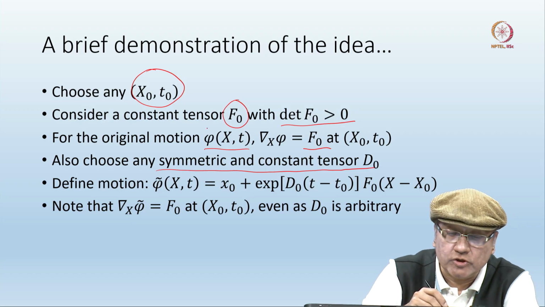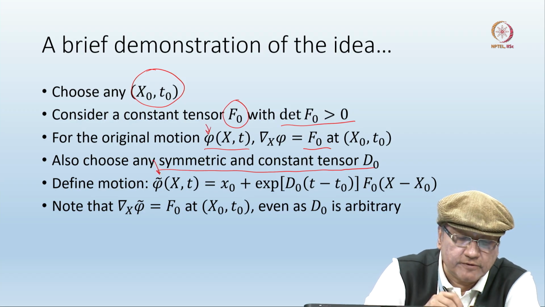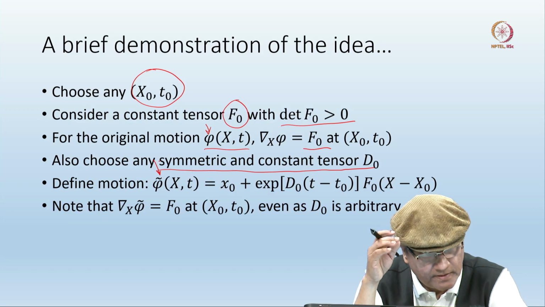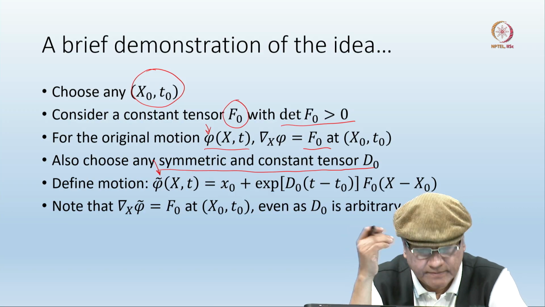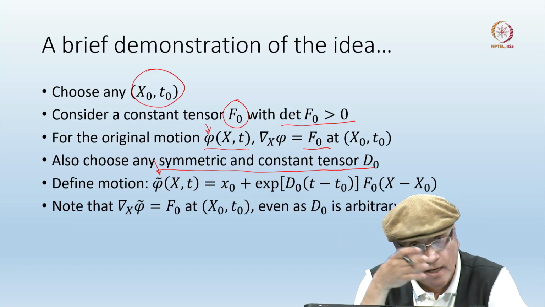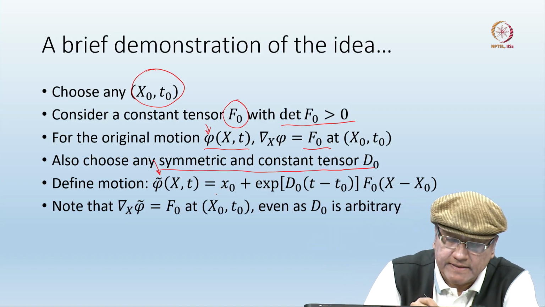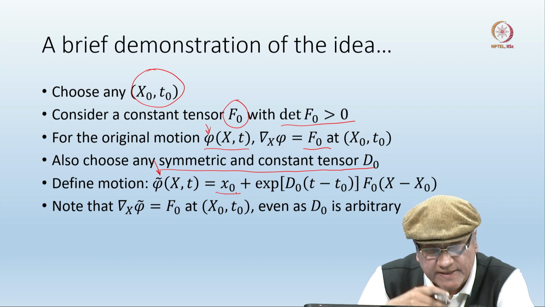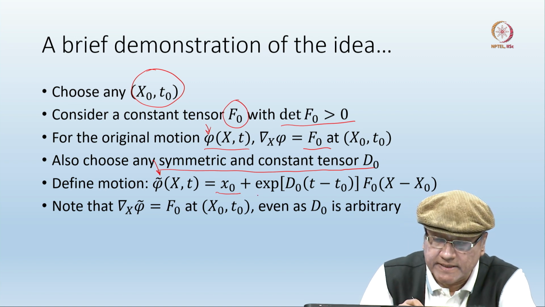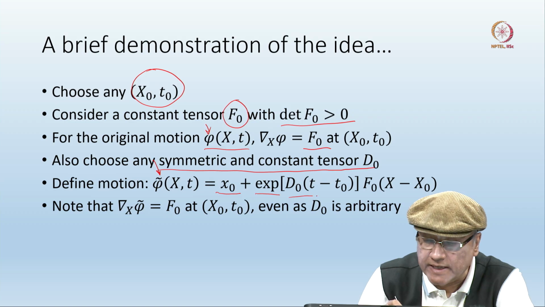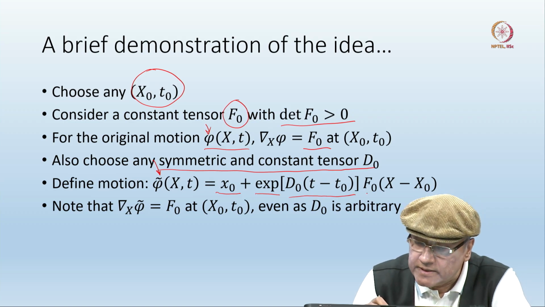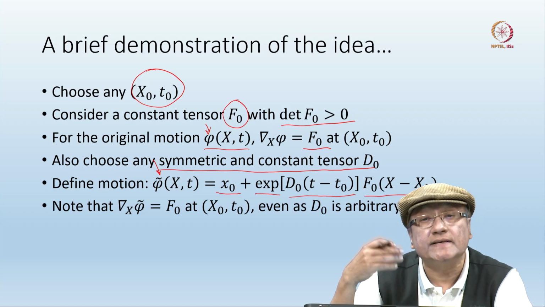We already had that motion phi. Now define another motion phi tilde at x and t, not necessarily at x0 and t0, starting from x0, t0 of course, such that phi tilde of x, t is x0, that is phi 0 itself, plus the exponential of d0 times (t minus t0) times f0 times (x minus x0).